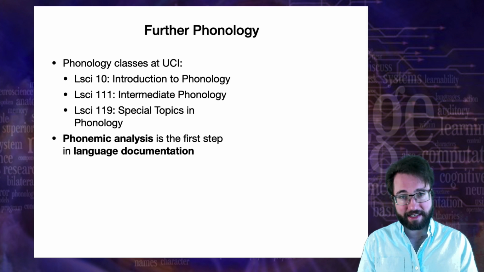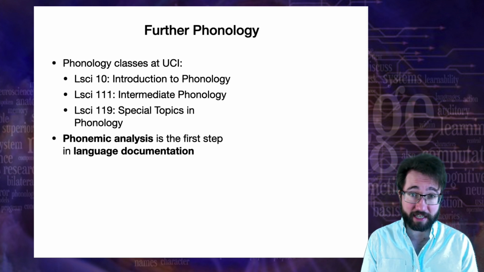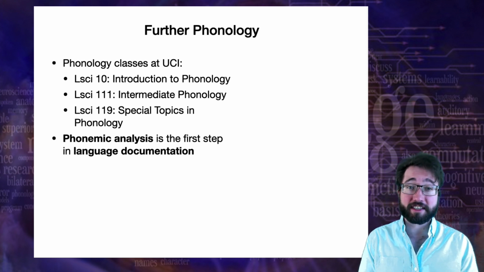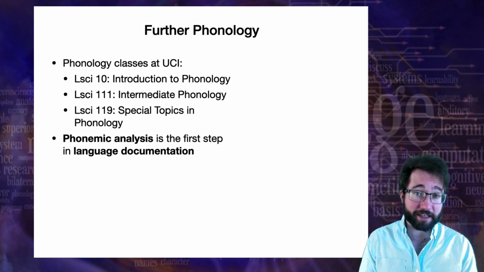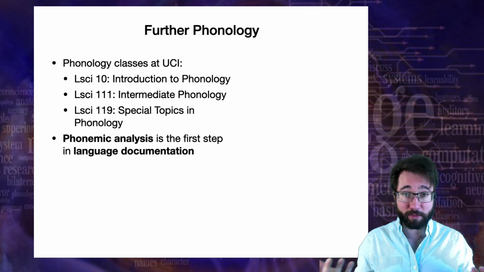Phonemic analysis and phonology more generally is typically the first step you take in language documentation. So remember that case of that fellow Tevfik Esenç, who was the last speaker of Ubykh. When linguists started talking to him and they wanted to document his language, the first thing they had to figure out was the phonology. So they tried to elicit minimal pairs and figure out what are the phonemes, what are the allophones.